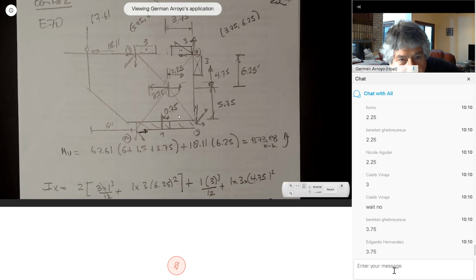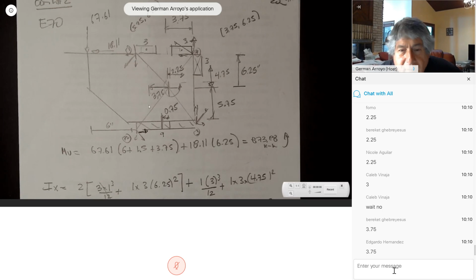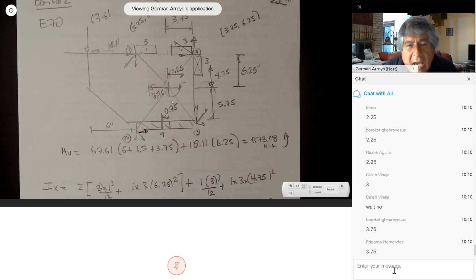Look, the vertical axis is 3.75. The centroid of this is 4.5. So 4.5 minus 3.75 gives me 0.75. So I had all these distances. Now I need the distances, for instance, from here to this line, this distance from the horizontal to this line is 5.75.